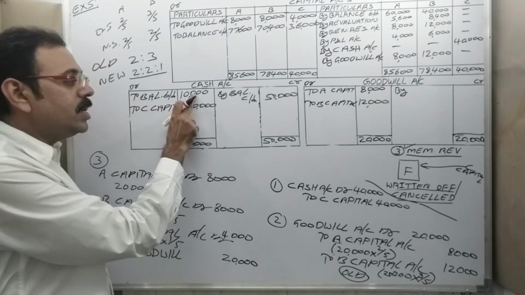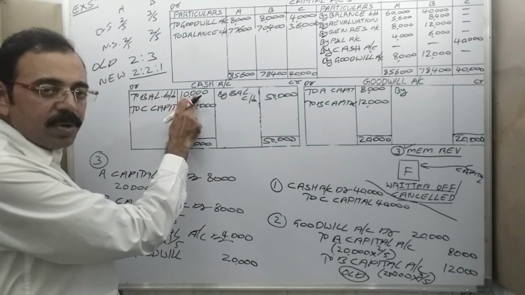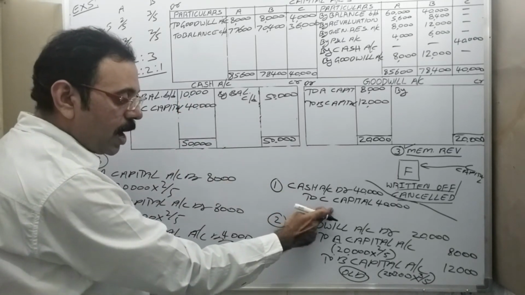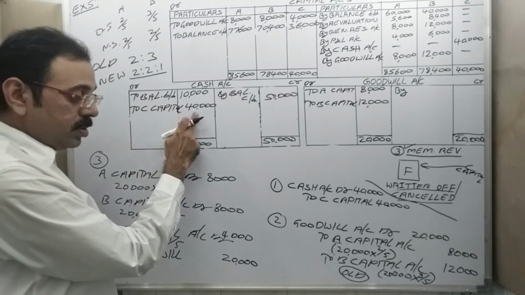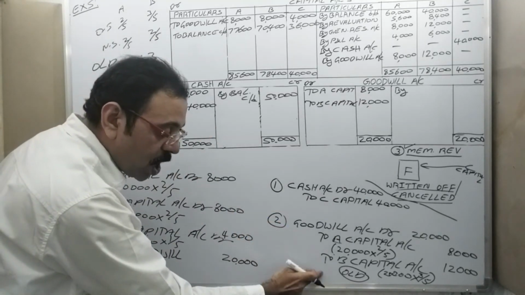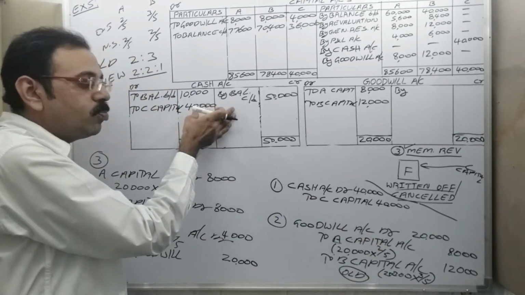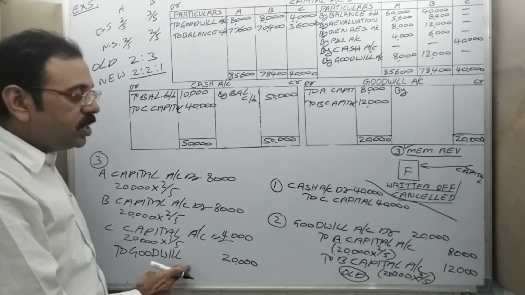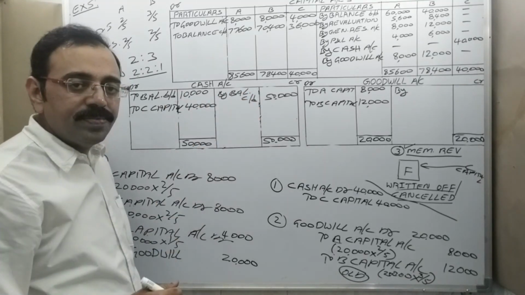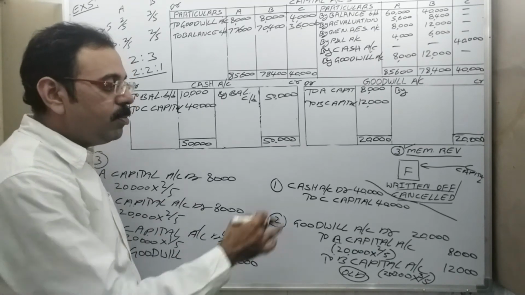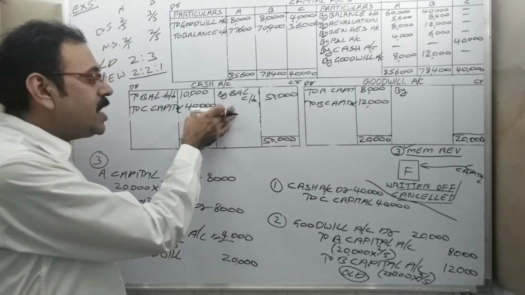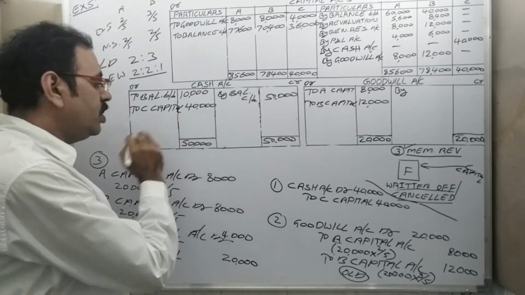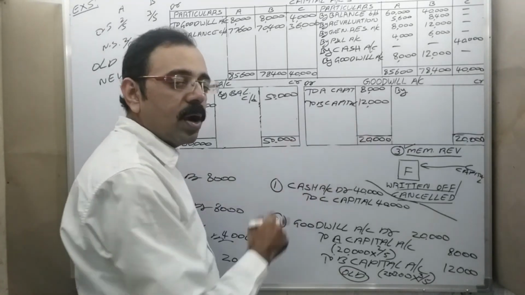First, from old balance sheet, opening balance we should take in debit side. This is common. Now see the first entry, cash is in debit, so to C capital 40,000 we wrote. Now second entry, cash is not there, therefore second entry we should not post in cash account. In third entry also cash account is not there, therefore no difference in cash account. Under revaluation method, under memorandum revaluation method, cash account will be prepared in the same manner. No difference. Then come to goodwill account.